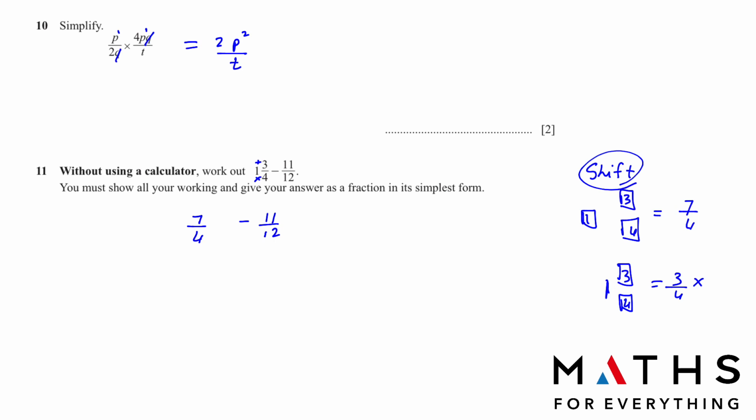To add or subtract fractions, you need to have a common denominator. 4 multiplied by 3 will give us 12. This we have to multiply on the top also. Do not put everything together in the calculator. Do it step by step, because this is a 3-mark question, so we want all the marks. 7 multiplied by 3, 21 over 12 minus 11 over 12. Subtract the numerator only. 21 minus 11 will give you 10, and the 12 is there. Now put this in the calculator and your answer is 5 over 6. If you do these steps, even though you're using a calculator, you will get your full marks.